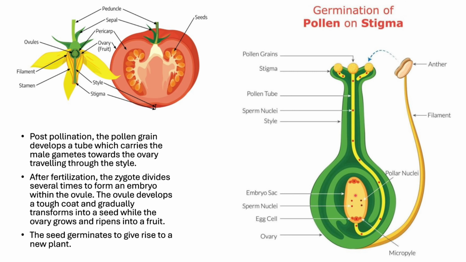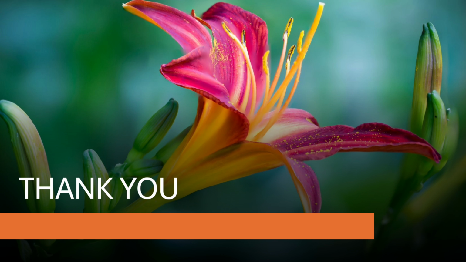The sapling will grow into a big tree. The tree will give fruits. Once again, we get seeds. The reproduction continues. I hope you guys are clear with this.